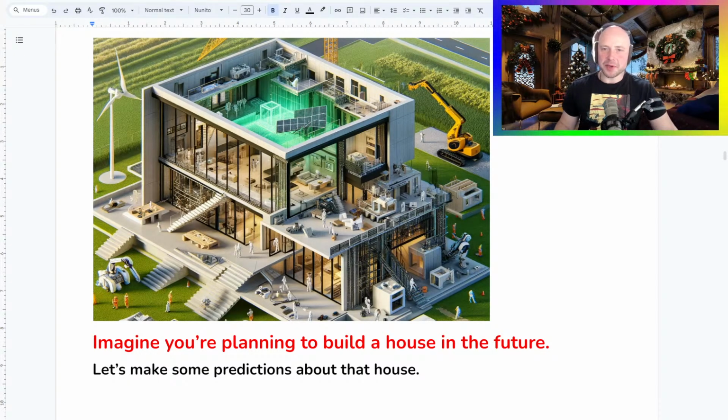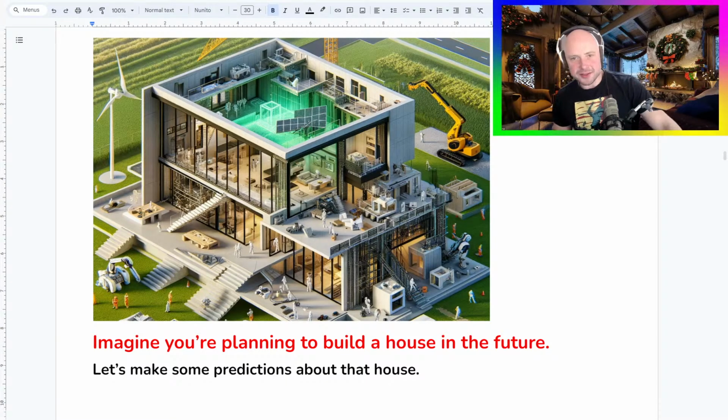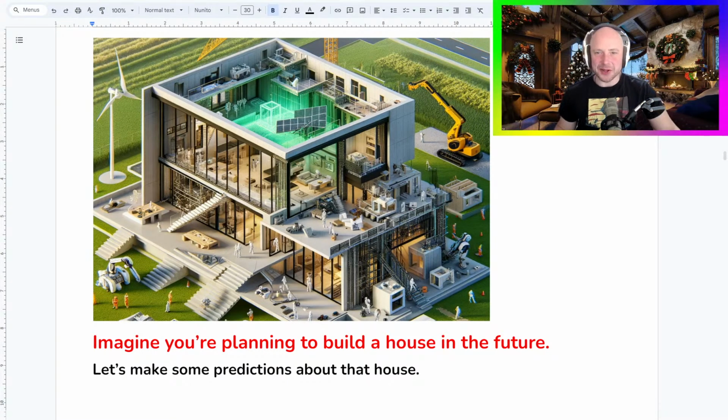Sorry, I shouldn't be using personal information, should I? I just made that up, everybody. That's not true. This is Manuel's house that he just built.